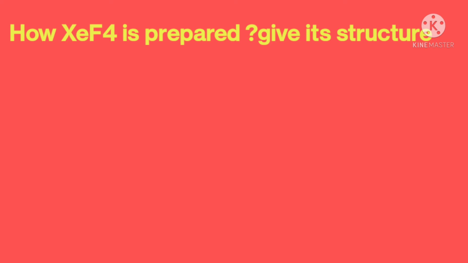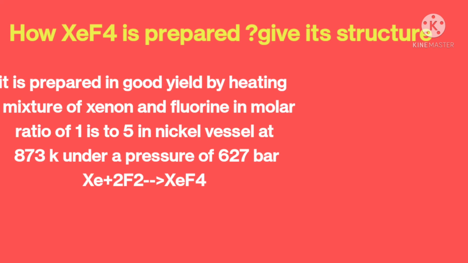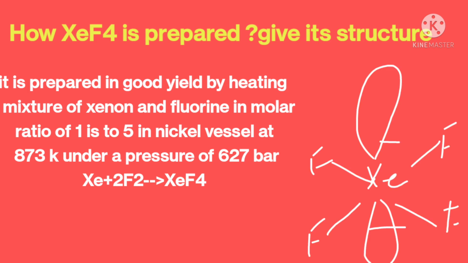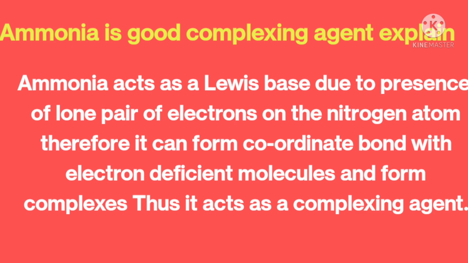How is XeF4 prepared? Give its structure. It is prepared in good yield by heating mixture of xenon and fluorine in molar ratio of 1:5 in nickel vessel at 873 Kelvin under a pressure of 7 bar. So the shape is square planar. Xenon plus 2F2 gives XeF4.